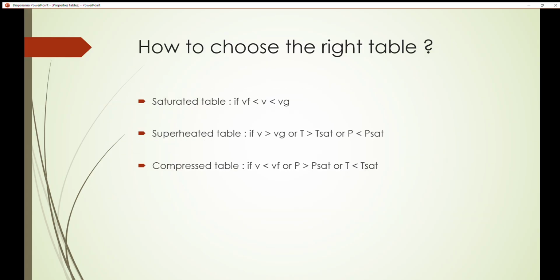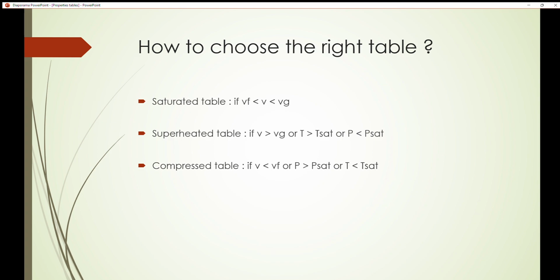Now, finally, how can we choose the right table? When we have an exercise and we want to find our thermodynamic properties in our table, we need to look first of all for the right substance, but this is easy because it's always written in the problem. But we also need to find the right phase, the right table. So how do we know? It's pretty easy. I'm going to show you.